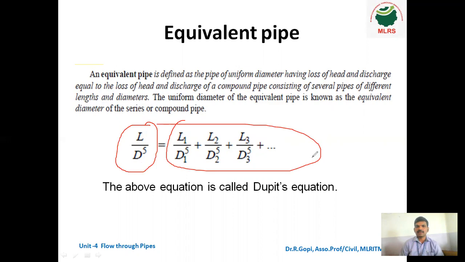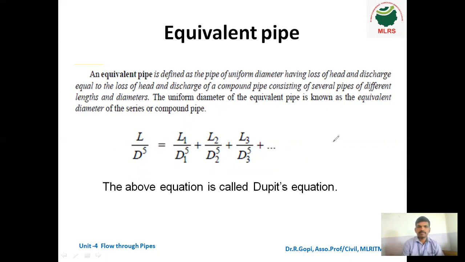Suppose 10 pipes are there. Then you have to continue L1, L2, L3, L4, L5, L6, L7, L8, L9, L10, and in the same way D1 power 5, D2 power 5, D3 power 5, D4 power 5, like that. Suppose only 3 pipes are there, you can stop up to here. If 4 pipes are there, one additional term we have to add, L4 divided by D4 power 5. Okay, so the above equation is called Dupuit's equation.